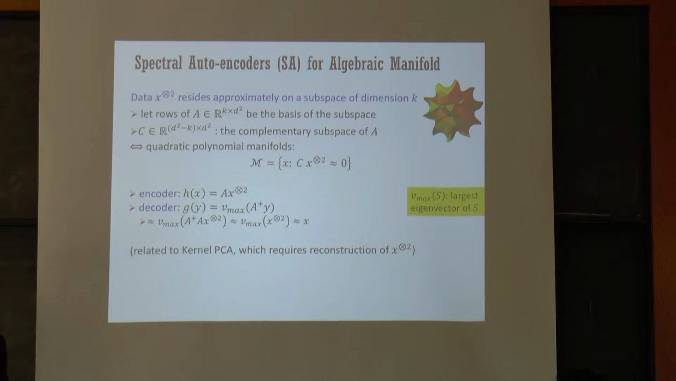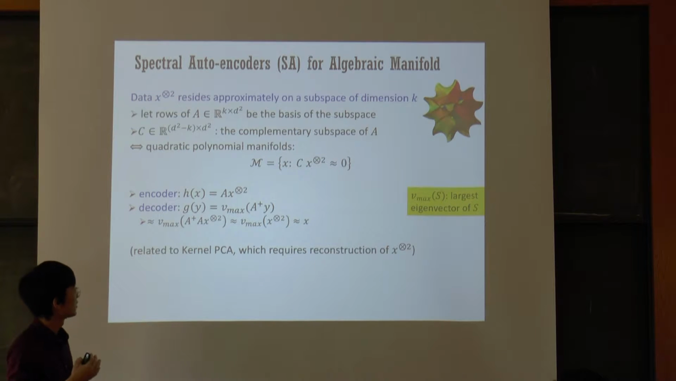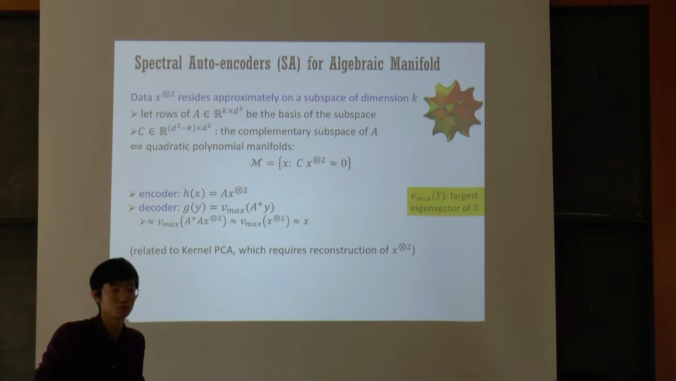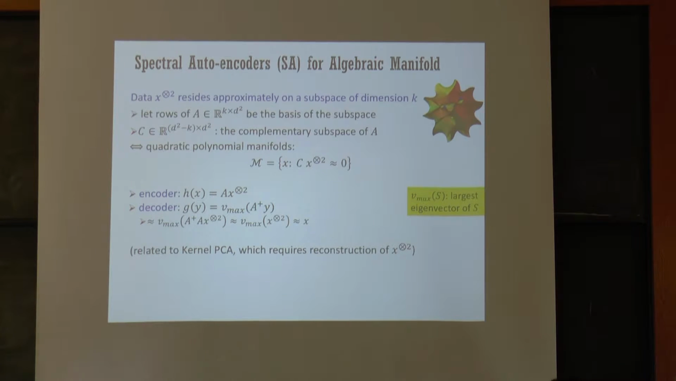In kernel PCA, the only difference is that we only require reconstructing x, whereas here, in addition, we reconstruct x to the tensor power 2. So it's a stronger requirement.